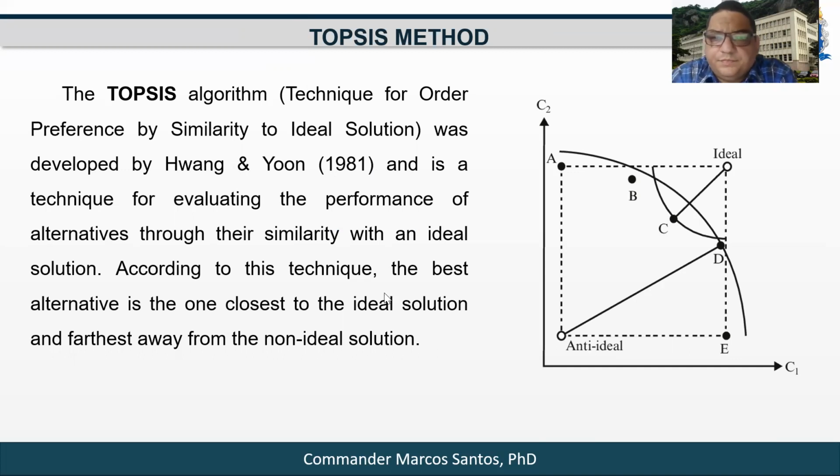The TOPSIS algorithm was developed by Wang and Yun in 1981 and is a technique for evaluating the performance of alternatives through their similarity with an ideal solution. According to this technique, the best alternative is the one closest to the ideal solution and farthest away from the non-ideal solution.